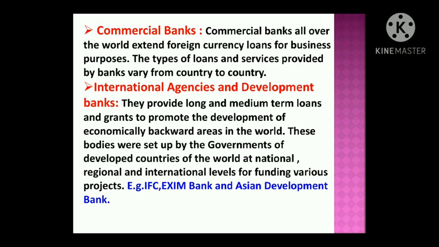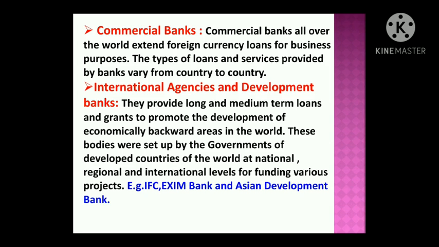And the next one is international agencies and development banks. International agencies and development banks provide long-term and medium-term loans and grants to promote the development of economically backward areas in the world. These bodies were set up by the governments of developed countries of the world at the national, regional and international level for funding various projects. Examples of these bodies are International Finance Corporation, Exim Bank and Asian Development Bank.